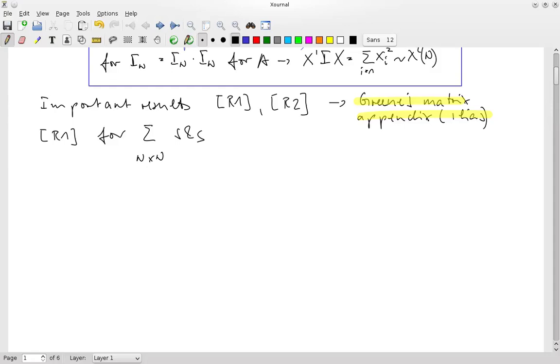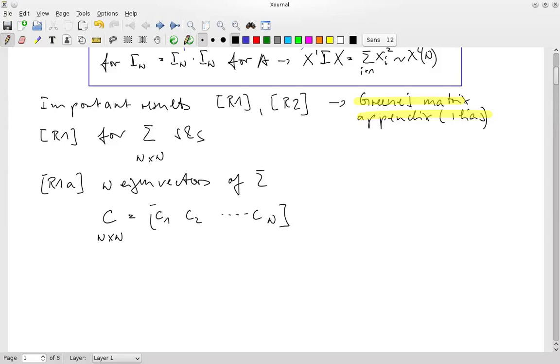Now, what we can look at then is result number R1A, and that is a result concerned with the n eigenvectors of that matrix sigma. I like to collect these eigenvectors in a matrix. Call this matrix big C. So this is an n by n matrix C, and this matrix contains the eigenvectors in its columns. So I collect these n eigenvectors in the columns. All these are n by 1 column vectors, and they contain the eigenvectors of the matrix sigma.